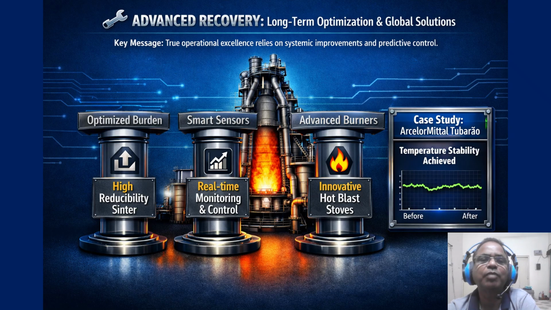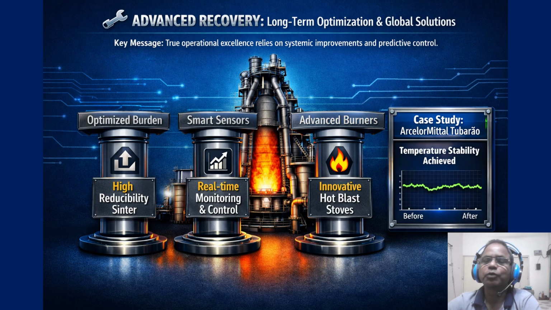Pillar two is about smart sensors, with real-time monitoring and predictive control. And pillar three is about advanced hot blast stoves for stable high temperature air. And here is a real example. ArcelorMittal Tubarão implemented a methodology to detect and correct temperature loop variation, and the result: improved stability, faster recovery. The lesson is clear. True operational excellence comes from systematic improvement, not just quick fixes. So predict, prevent, and optimize. That's how you keep the top hot.